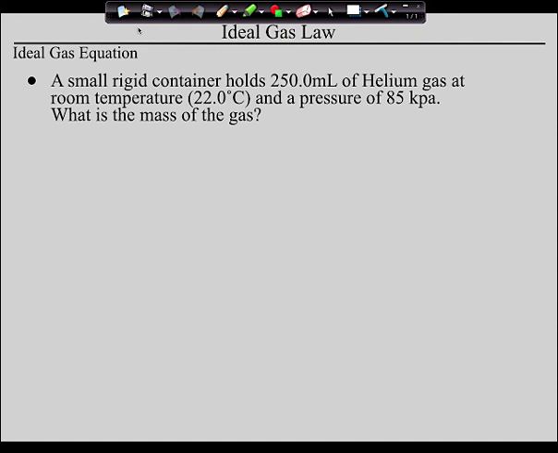It says this. A small rigid container, that sounds official, holds 250 milliliters of helium gas at room temperature and a pressure of 85 kilopascals. What is the mass of the gas? So I'll let you catch up and then we'll talk about how to solve this.